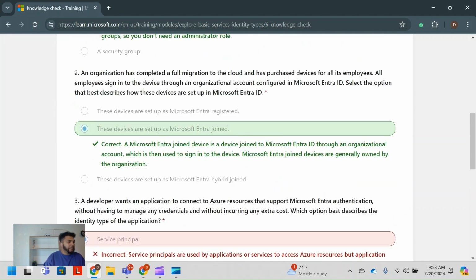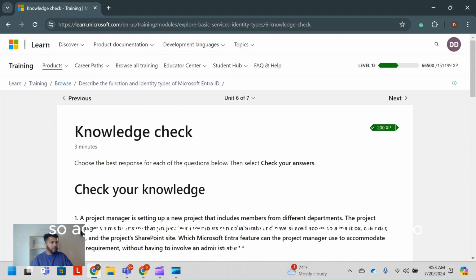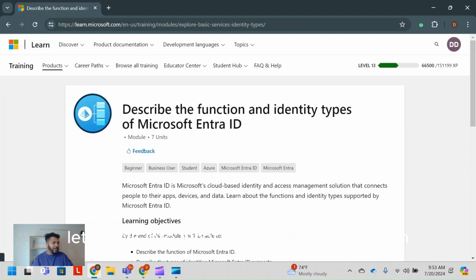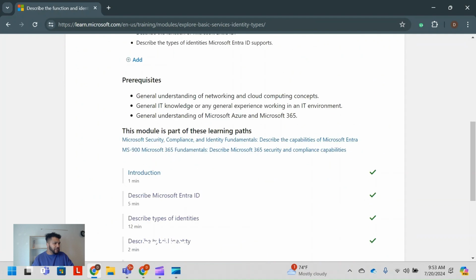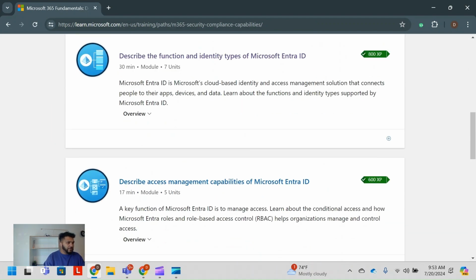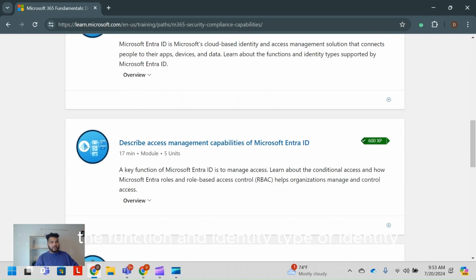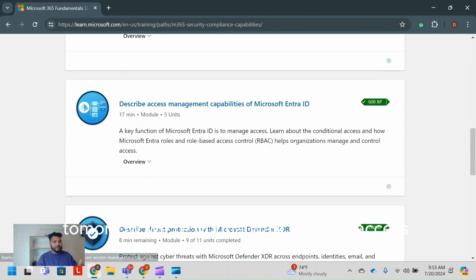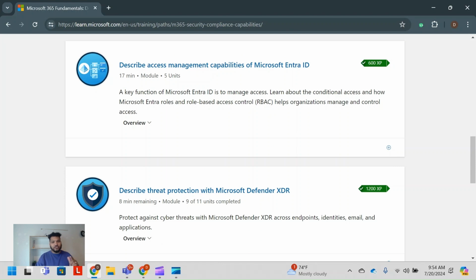Again, we covered a lot, and we've got even more to cover. We've covered the function and type of identity. Tomorrow we're going to walk into access management capabilities and threat protection. Two very big sections. We'll probably take another 25, 30 minutes. But hopefully today you learned a little bit more about the basic concepts of identity, and you also start to learn why Entra ID is on the forefront of identity providers. Hopefully you guys like it and stay tuned.